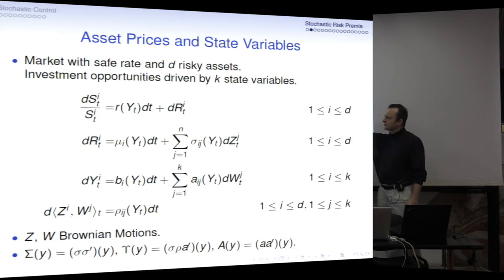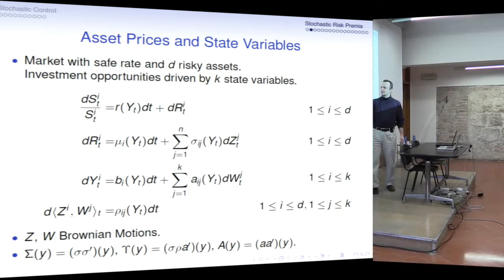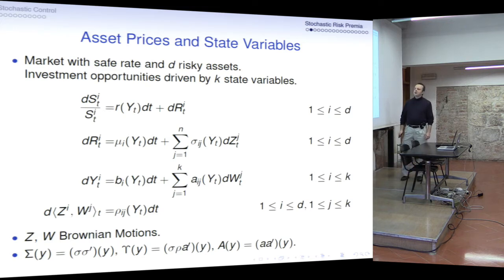So, remember, just to recall the notation, we have this diffusion model where the interest rate is stochastic, the risk premium is stochastic, the volatilities are also stochastic, and the correlations between the asset returns and the state variables are also stochastic, and the state variables themselves are described by this autonomous diffusion. Okay? So this is a sort of framework, if you will, that summarizes close to 90% of the models you see in the literature, except the models with jumps, of course.